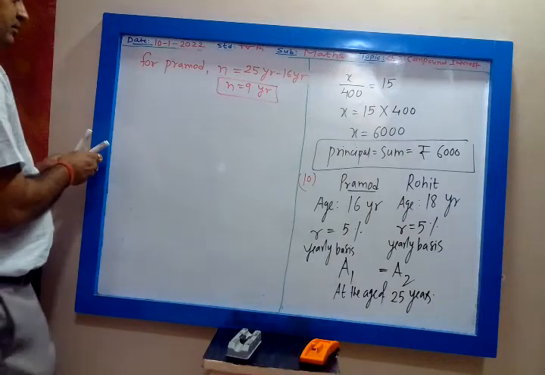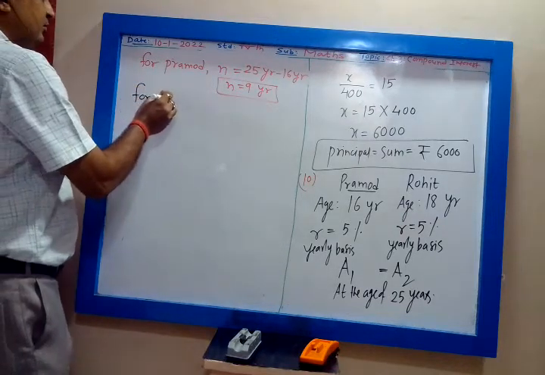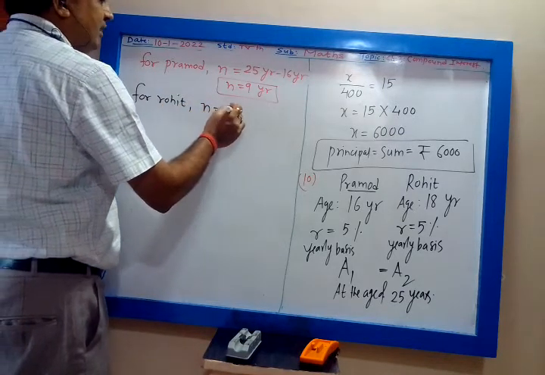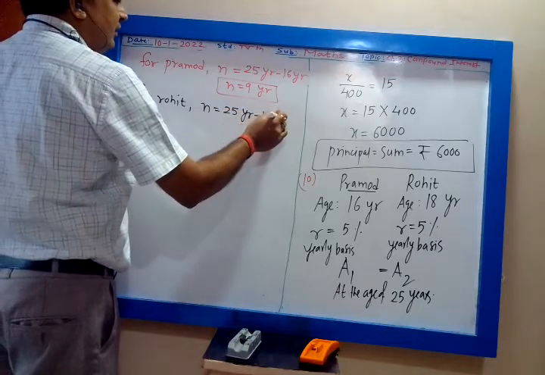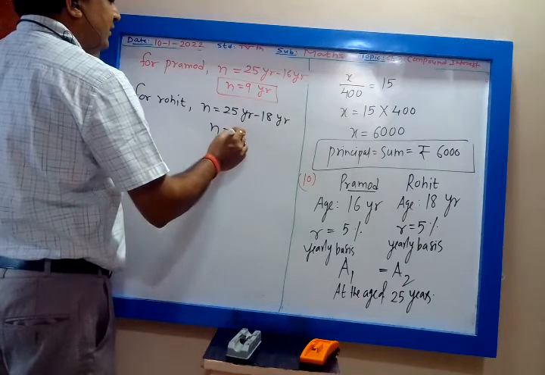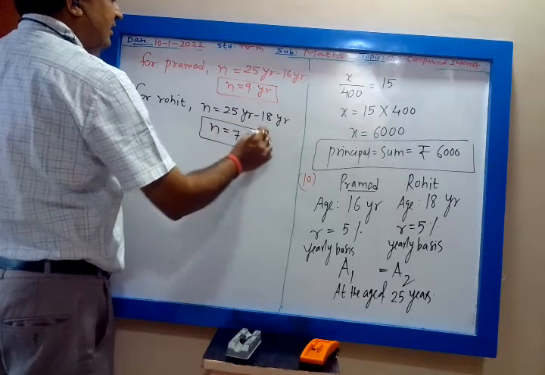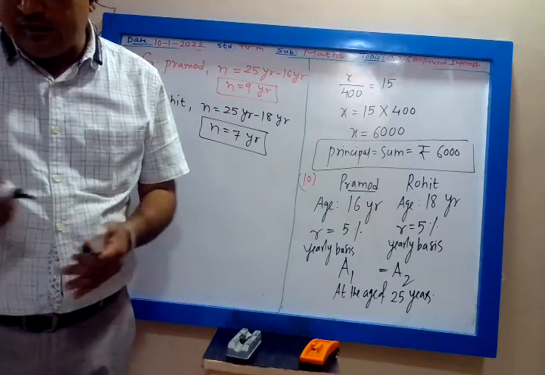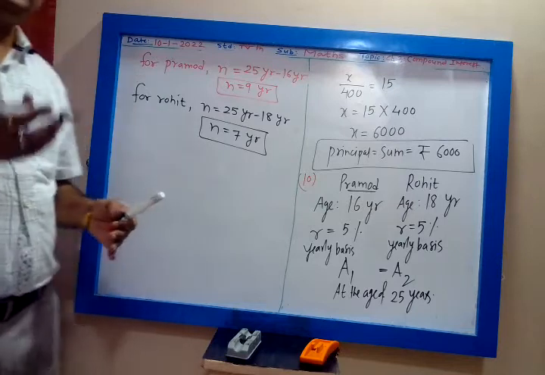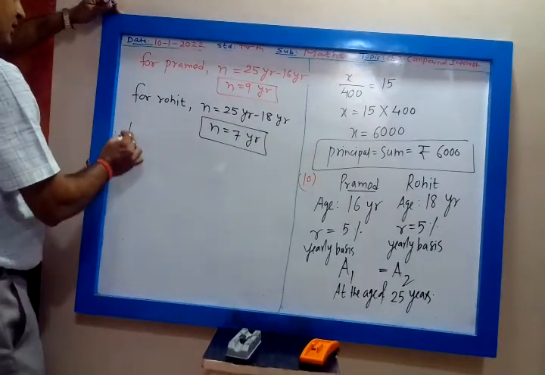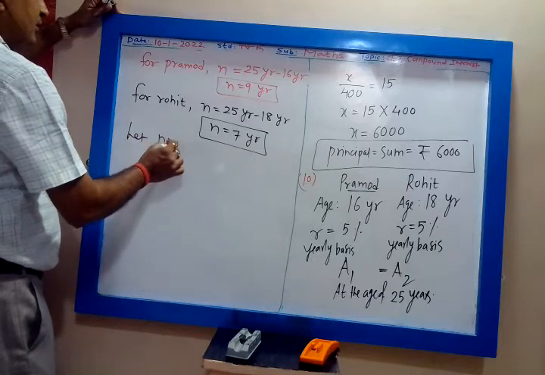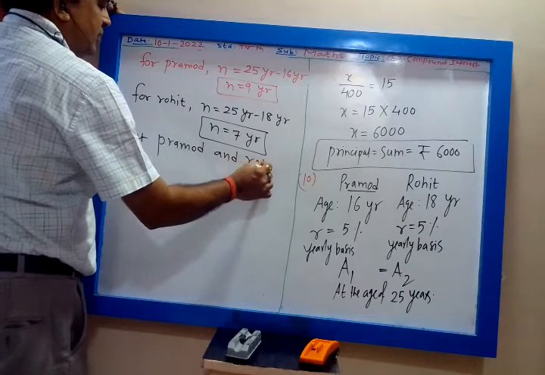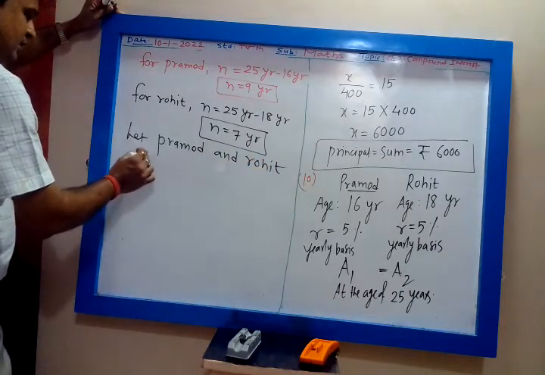Now for Rohit, the current age is 18 years. So 25 years minus 18 years: Rohit has invested for 7 years, and Pramod has invested for 9 years. Now it is asked, in what ratio must they invest money?